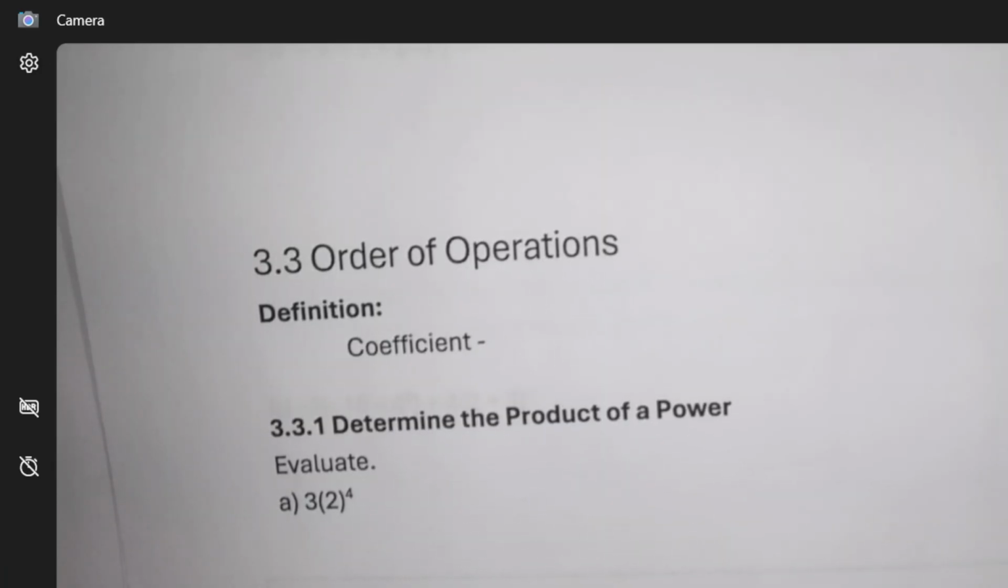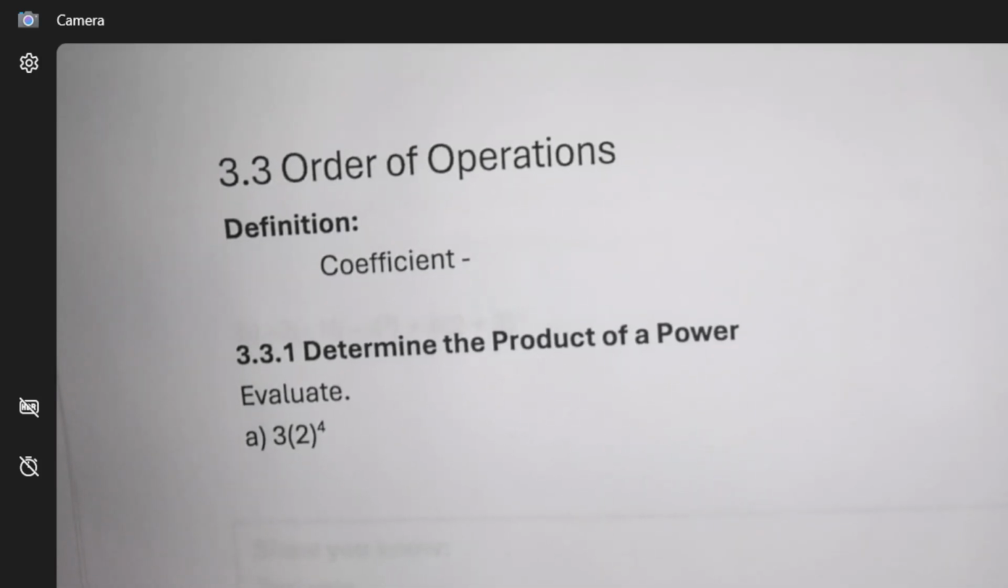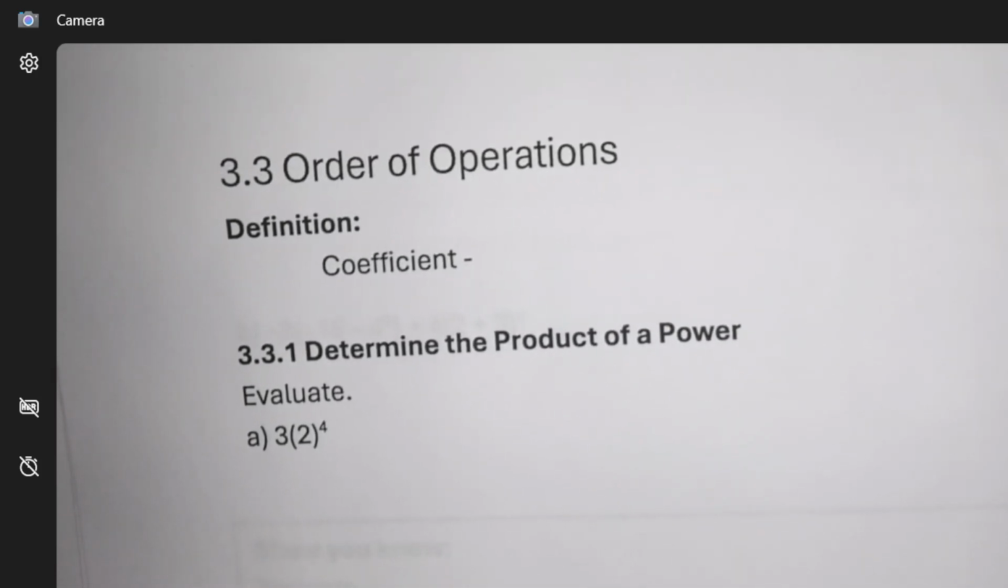So we are on 3.3. 3.3, and we're going to do an order of operations, including everything we've learned. So we're going to tie it all together.